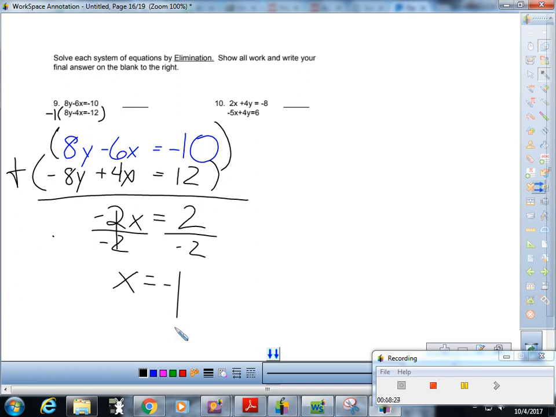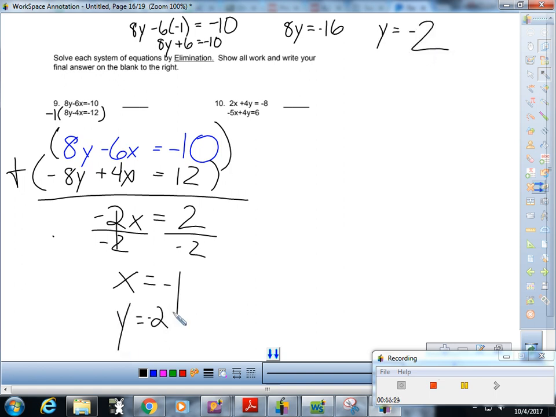How do I find y? I plug x back in. So 8y minus 6 times negative 1 is negative 10. 8y plus 6 is negative 10. Subtract 6 from both sides. 8y is negative 16. Divide each side by 8, and you get y is negative 2. Okay? Let's practice that again.